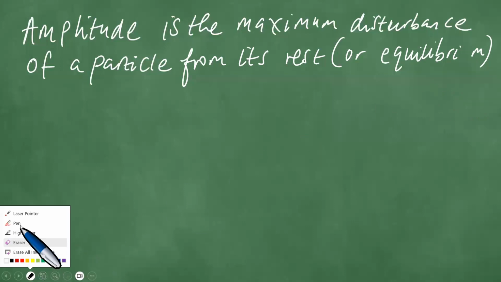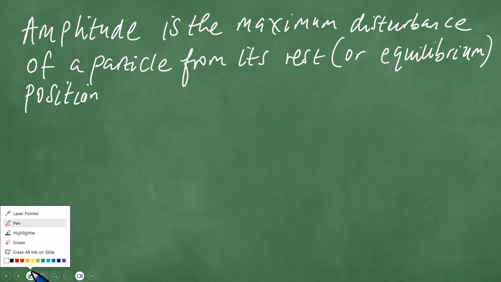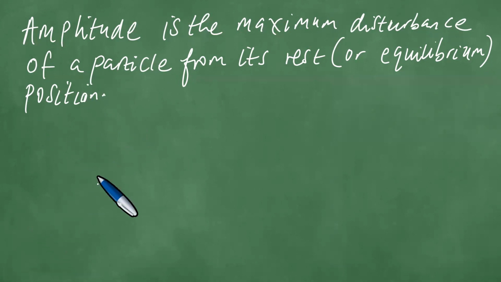So we continue. Amplitude is the maximum disturbance of a particle from its rest position. Note that here, by the amplitude, we mean the maximum disturbance. Amplitude is the maximum disturbance of a particle from its rest position or equilibrium position. Let's look at a diagram.